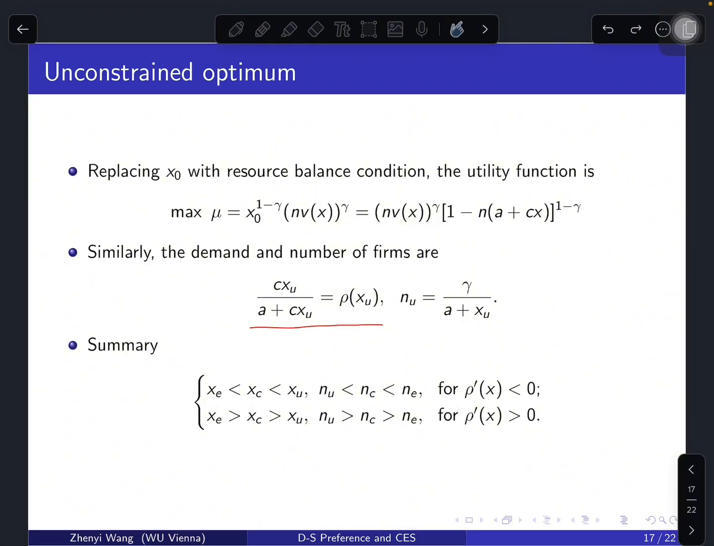Here we could say that when rho x is smaller than 0, it's more realistic because rho x is the utility elasticity over demand. It means that the higher the demand for one product, the lower the marginal utility it will provide. So we could say that when rho x is smaller than 0, the demand share for each firm xu under the unconstrained optimum is greatest, and the number of firms under the unconstrained optimum is lowest.